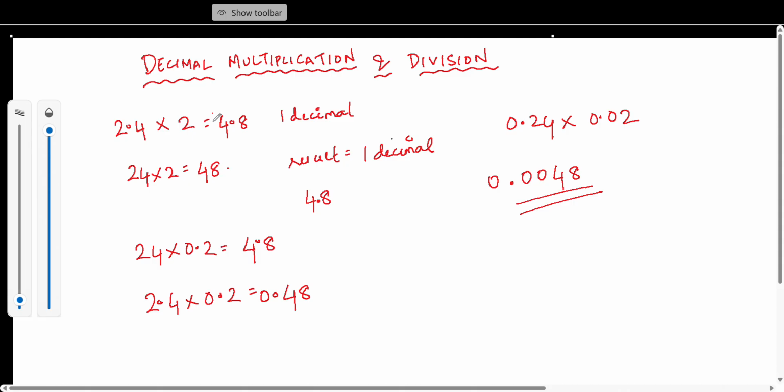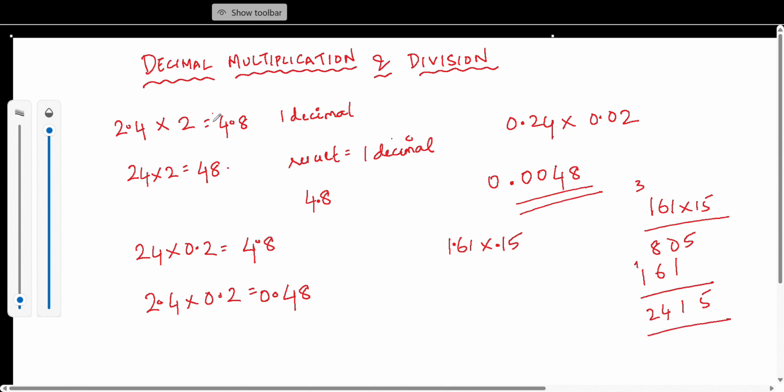So when we have a big number like 161 into 15, so I'm making it 1.61 into 0.15. We'll do 161 into 15. So 161 into 15 gives 2415. 1.61 has 2 decimal places, 0.15 has 2, totally 4, 1, 2, 3, 4. 0.2415 is the answer.